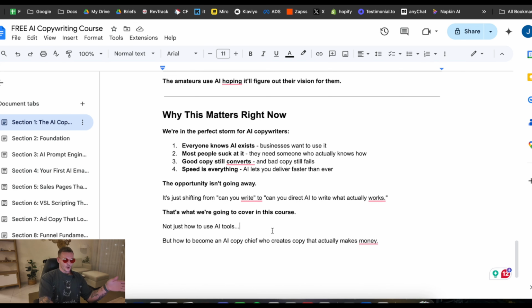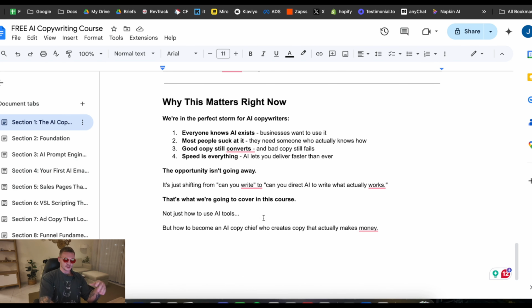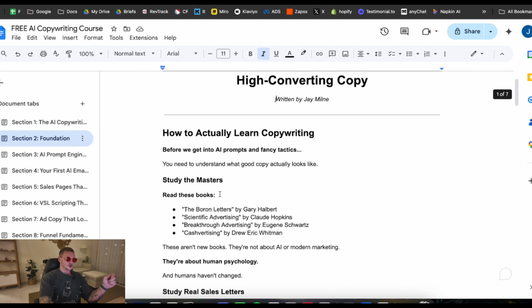So that's what we're going to cover in this course. Not just how to use the AI tools, but how to become an AI copy chief that can actually create copy that makes money. Because if you just write words that sound fancy, you're not going to get fucking paid. Let's go on to section 2.